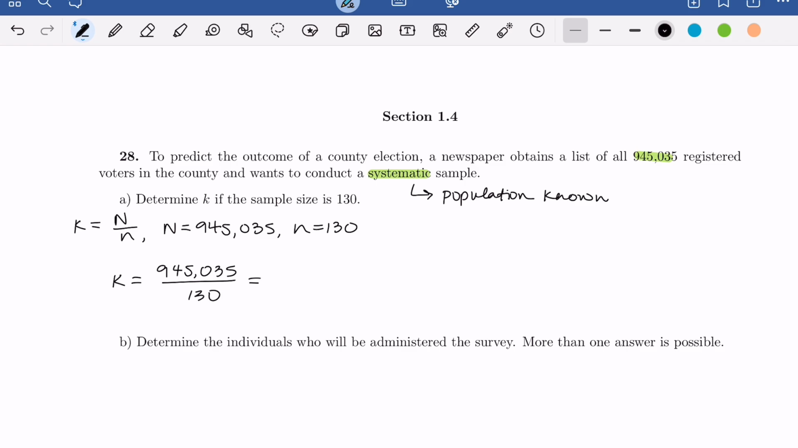Plugging this into our calculator, we're going to get this number here. And then we're just going to round this to the nearest whole number. So we're going to round this to 7,269. So this is our K value.